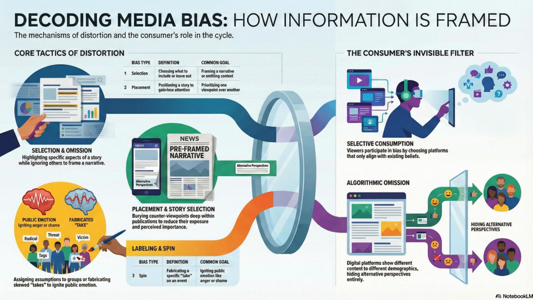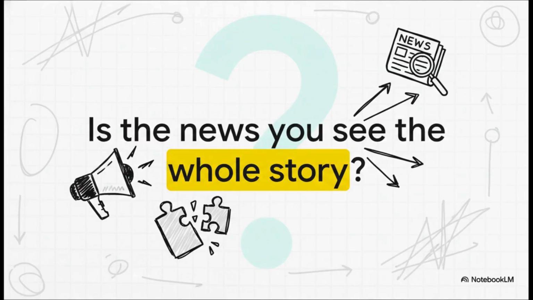Let's talk about media bias, but probably not in the way you're used to thinking about it. Forget all the stuff about secret backroom conspiracies. The real story, the one that affects us every day, is about this kind of invisible filter that shapes almost everything we see, read, and hear. And that brings us to the big question we're tackling in this explainer. Is the news you see really the whole story? Well, the short answer is nope, almost never. And we're about to break down exactly why that is.